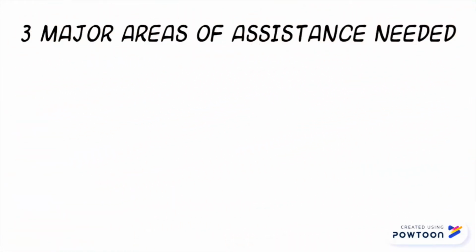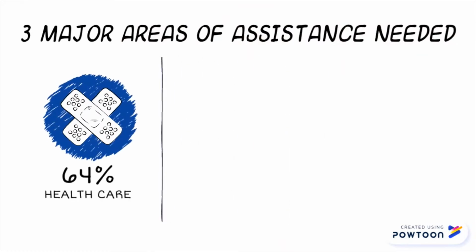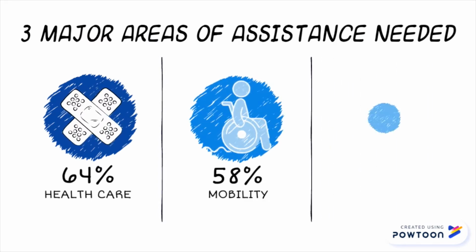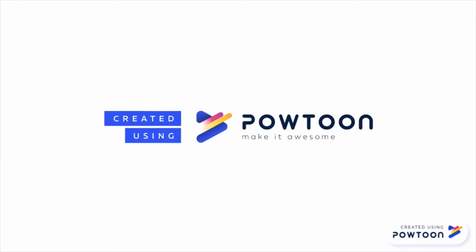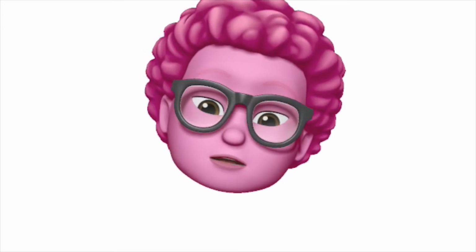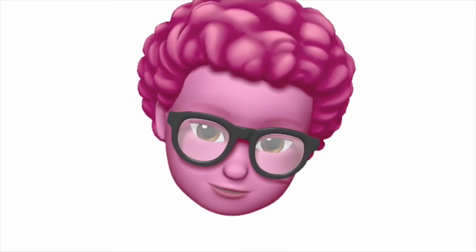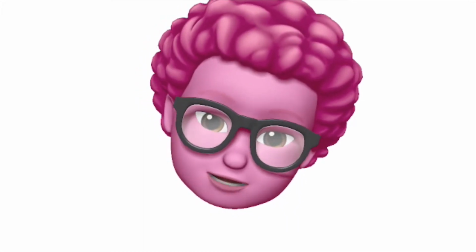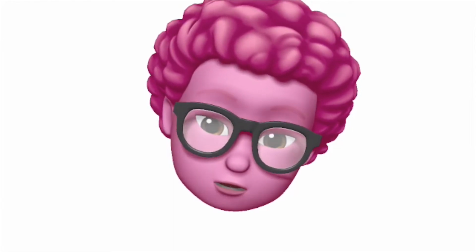There are three major areas of assistance and care needed by stroke survivors. 64% need assistance with healthcare, 58% need assistance with mobility, and 47% with self-care. Before I wrap up today's video, I'll leave you with a few statistics about embolic strokes. In 2013, strokes accounted for 11.8% of deaths worldwide and was the second leading cause of death globally.